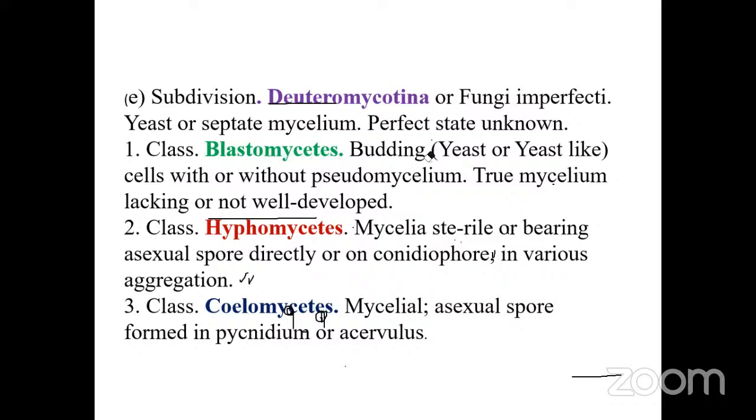You see, the Blastomycetes means yeast-like structures. There is no true mycelium, only pseudomycelial-like structures, that means white patches-like structures. There is no specific fruiting body-like structure. Okay, and Hyphomycetes.